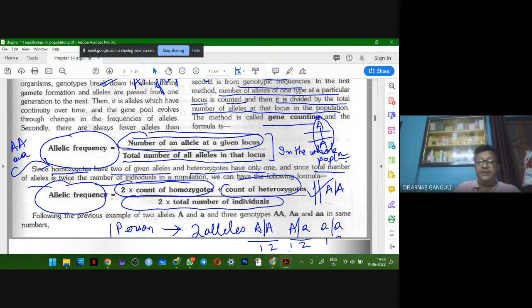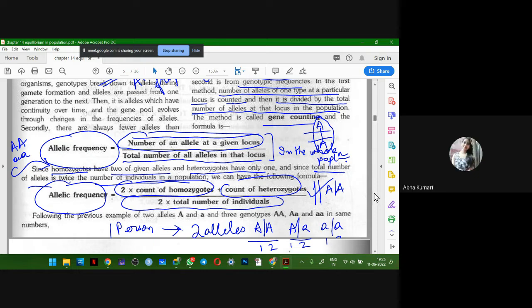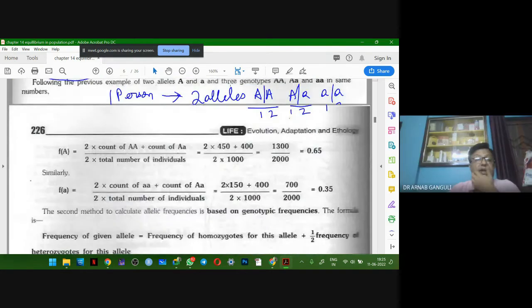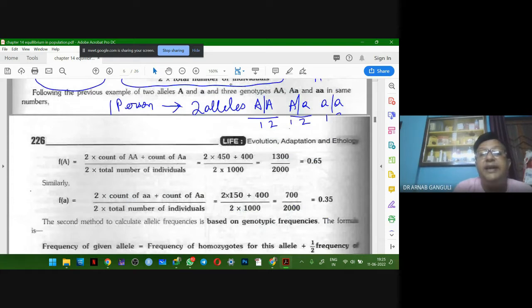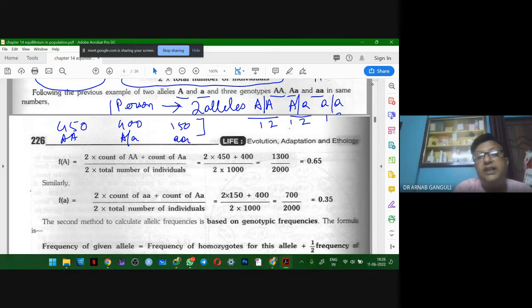Are you clear so far? Yes, sir. Okay. Now let us look at these two alleles, capital A and small a, and the three genotypes. Same thing: 450 AA, 400 heterozygous, and 150 small a small a, and the total is 1000 individuals. You go by 1000 individuals.